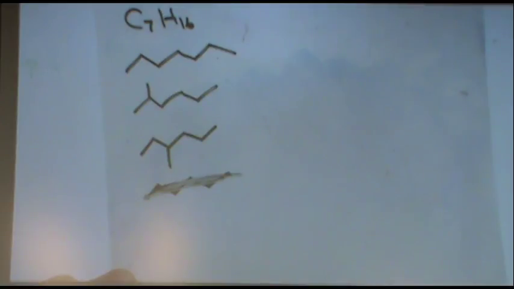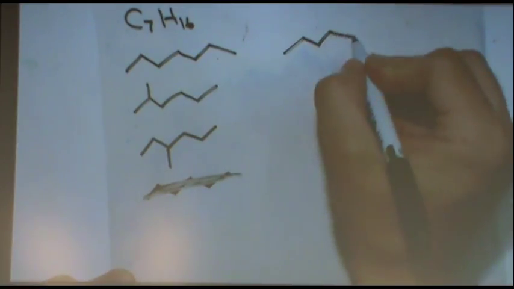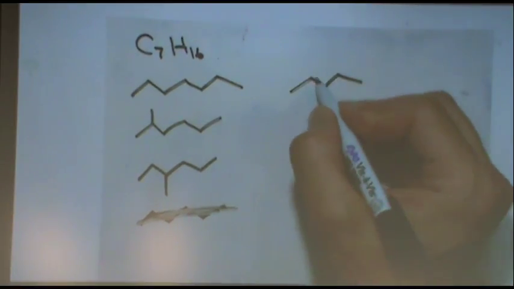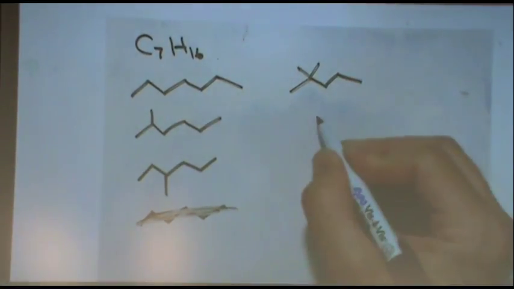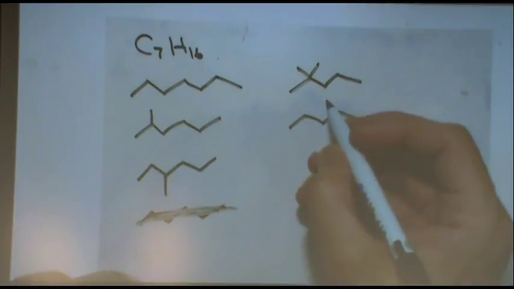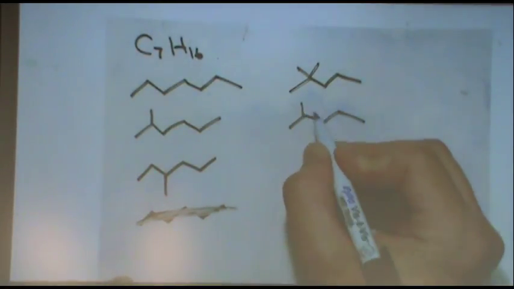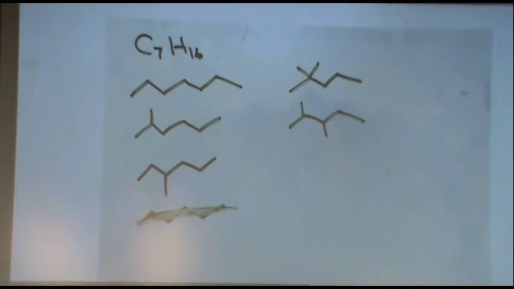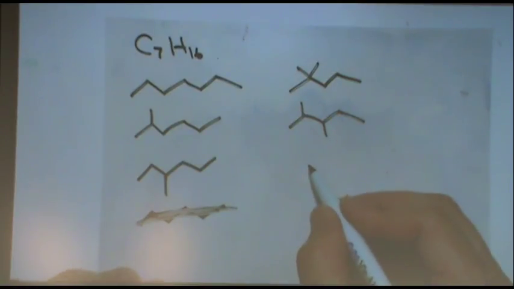Let's do 5 now. So go one shorter. Now I have 2 things to stick on. For example, I'll stick them here. That would be 2,2-dimethyl pentane. Is there anywhere else I could put them that would be different? You want it here. Okay, that would be 2,3-dimethyl pentane. Is that different or the same? Definitely different. Is there any other way I can do it?